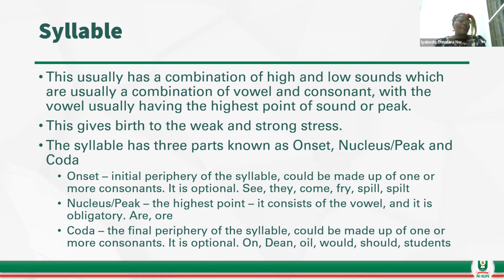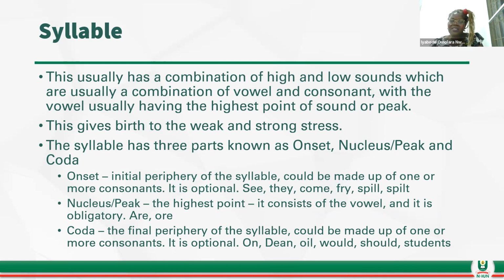Then you have the coda, the final periphery of the syllable. It could be made up of one or more consonants, and it is optional. Then you have the examples an, then, oil, wound, shoes, and students. Here you have elements that have only a final consonant, ones that have both an initial and a final consonant, and ones that have more than one consonant ending. And we'll talk about that more.